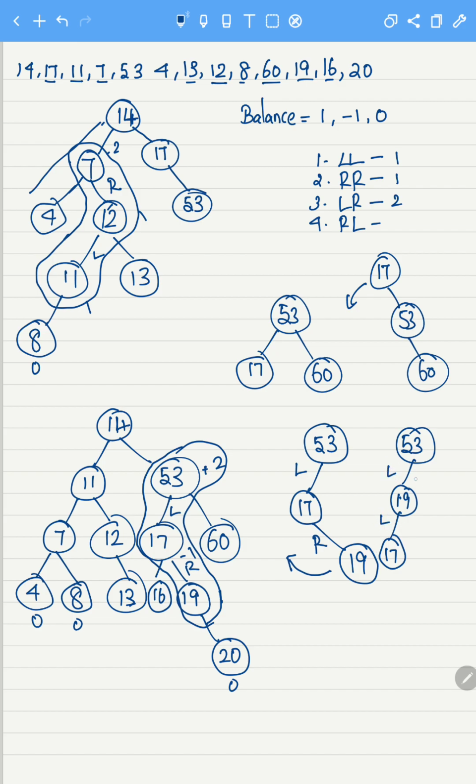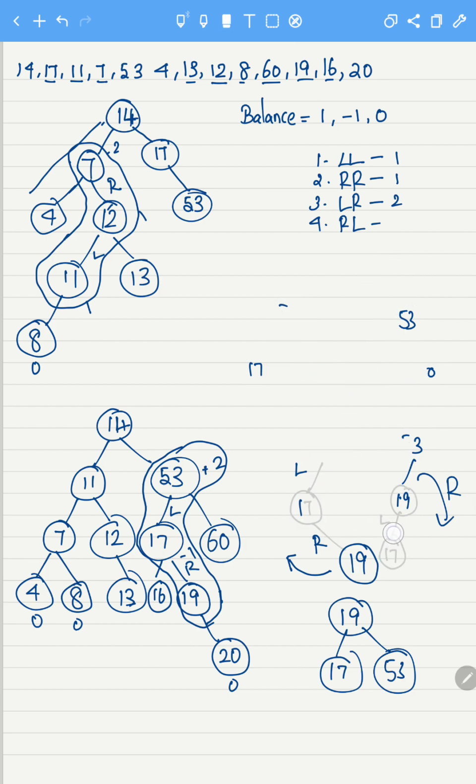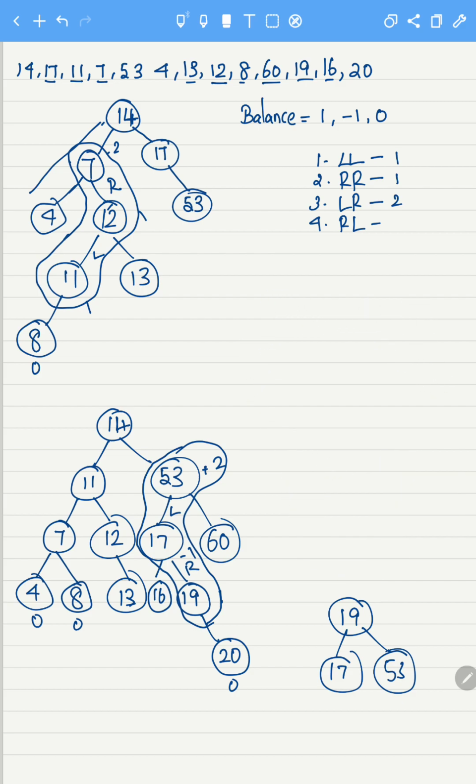So the tree is left heavy, so you have to do a right rotate. You will get like this: 19, 17 and then 53. Now I'm going to replace these 3 nodes with this node. Let me draw the tree here. So 14, 11. I'm going to replace this with 19, 17 and 53.